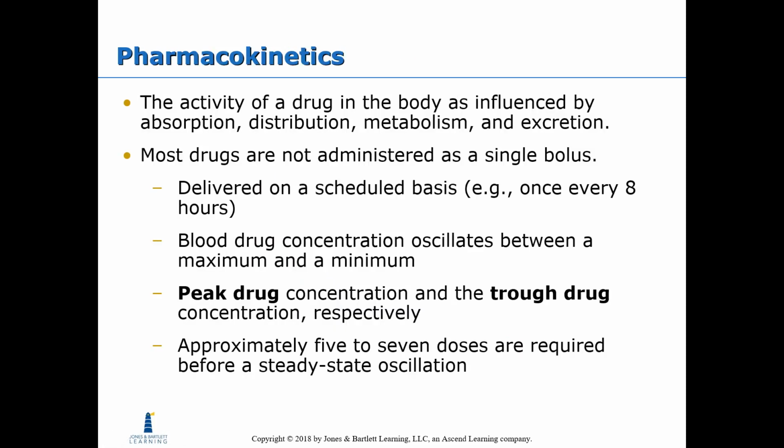Pharmacokinetics. The activity of a drug in the body is influenced by absorption, distribution, metabolism, and excretion. Most drugs are not administered as a single bolus. They're delivered on a scheduled basis, for example, once every 8 hours. The blood drug concentration oscillates between a maximum and a minimum, the peak drug concentration and the trough drug concentration, respectively. Approximately 5 to 7 doses are required before a steady state oscillation can occur.